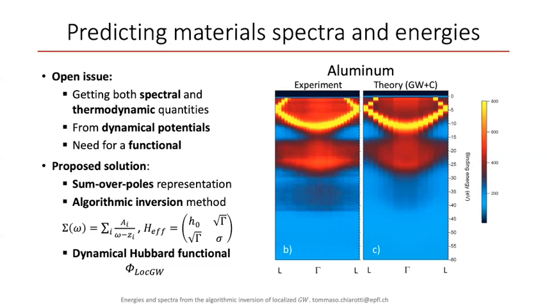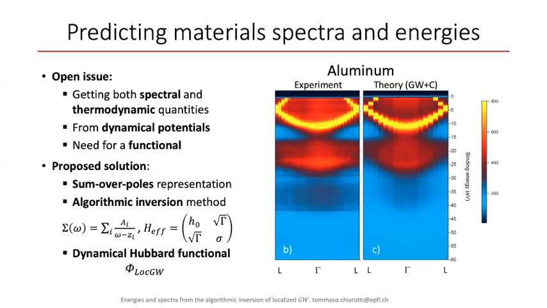address what we thought. Okay, so the open issue, as I said, is getting both the spectra and the thermodynamic quantities together from a single calculation, from a single formalism, exactly as you do, for example, in a DFT calculation. You get the spectrum, which is the Kohn-Sham spectrum, and you get the total energy. You want to do the same. Second thing is the fact that for sure this has to come from dynamical, frequency-dependent potentials. Anyone familiar with the framework knows that frequency has to be there to predict correctly the spectrum. And then to get the total energy, you need the functional.